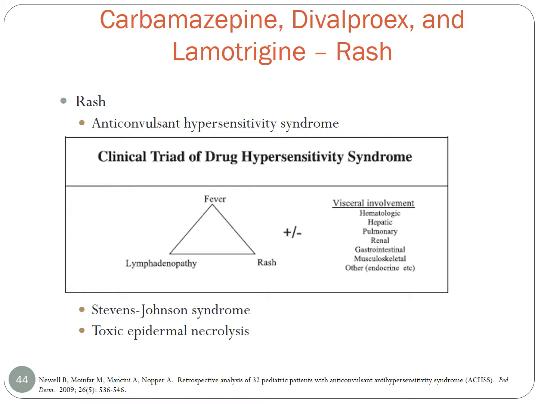However, with carbamazepine, divalproex, and lamotrigine, this rash can be very severe, and so we want to take it even more seriously than a typical allergic drug rash. The rash can present in three different forms. It can be anticonvulsant hypersensitivity syndrome, Stevens-Johnson syndrome, or toxic epidermal necrolysis. Anticonvulsant hypersensitivity syndrome is the least severe presentation, with toxic epidermal necrolysis being the most severe presentation.